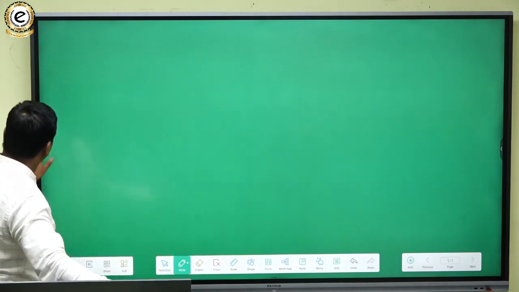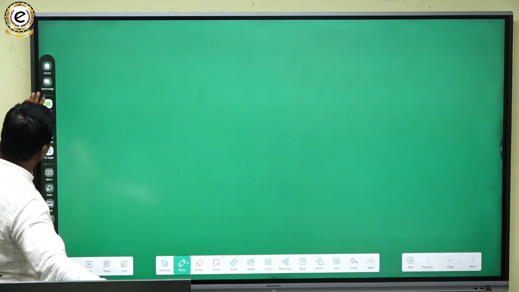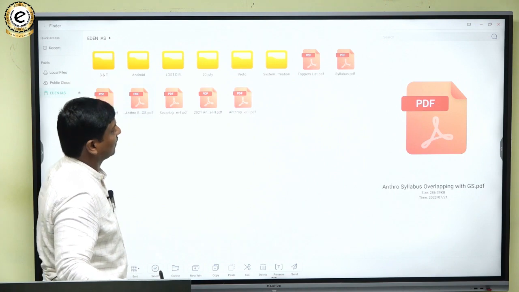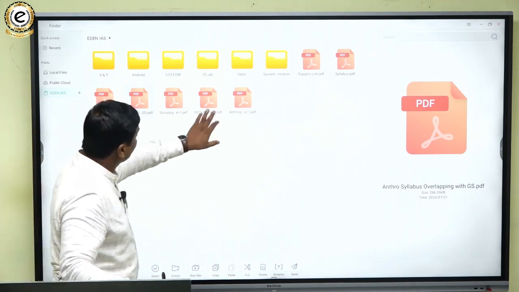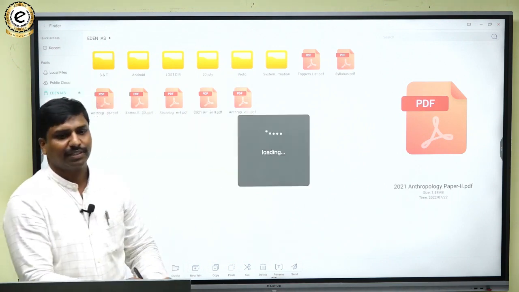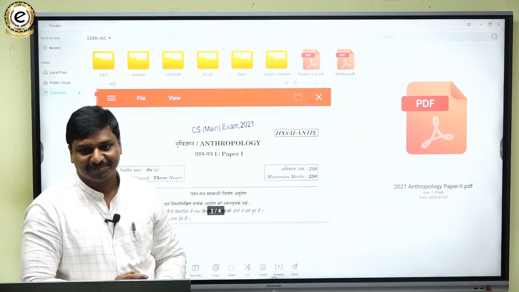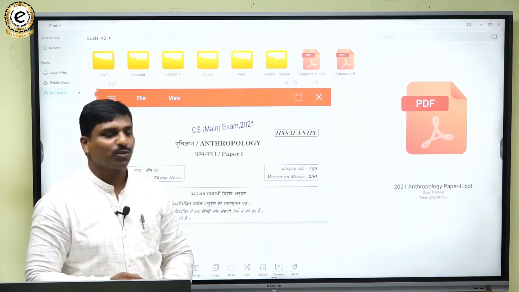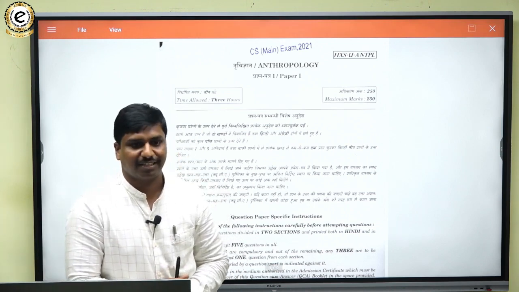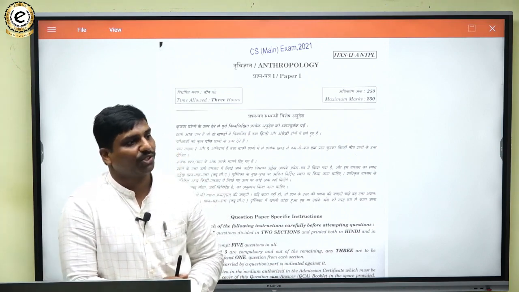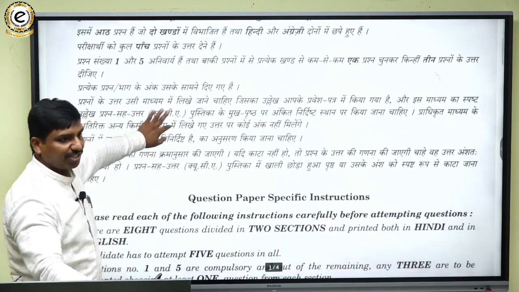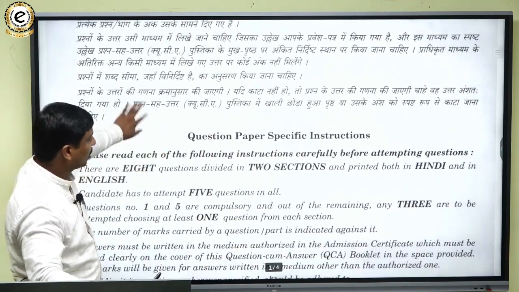Another advantage of anthropology optional is with reference to the questions we were talking about. If you see paper 1 and paper 2, did anyone have a view of previous year papers? Generally we will have 29 questions in anthropology with choice. Out of the 29 questions, you have to write 19 questions in total. Complete 19 questions you have to write.